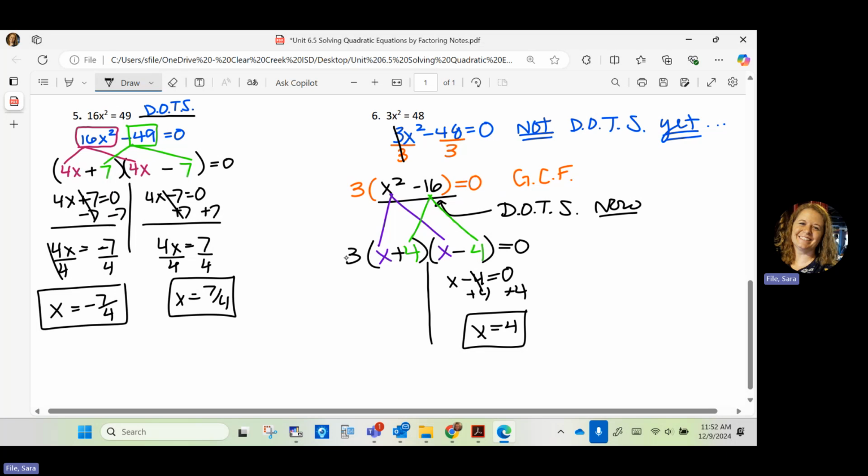Over here, you can ignore this 3, or you can do like I did in that previous problem. If you need to see it divided over and that it doesn't change anything, we can show that. So it's still just x plus 4 equals 0. And I would subtract that 4 over. So I get positive 4 and I get negative 4 as my 2 solutions. Okay, so that's what we're going to be practicing today. It's the same thing we did last week on Thursday in 6.4, except this time they were not set equal to 0 yet. We had that extra step at the beginning.